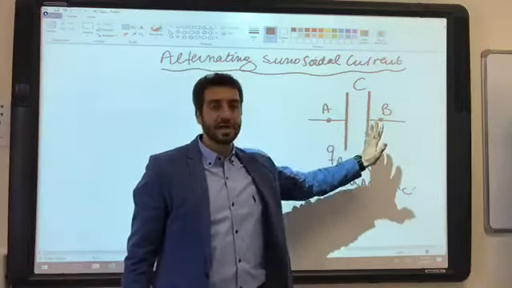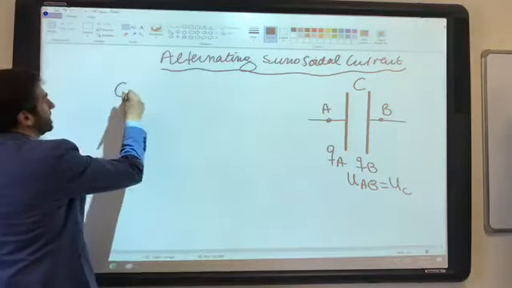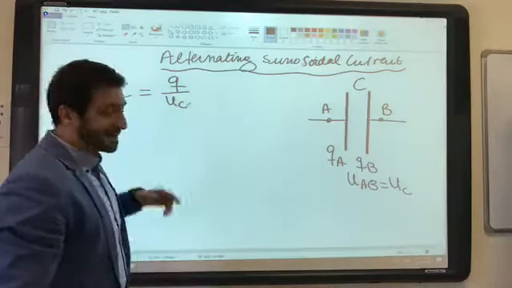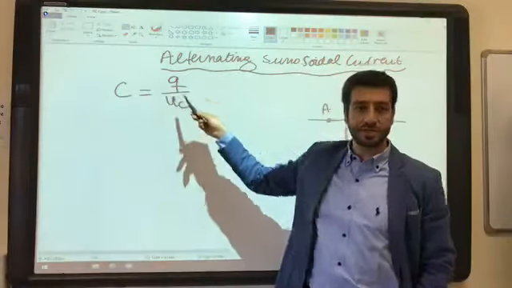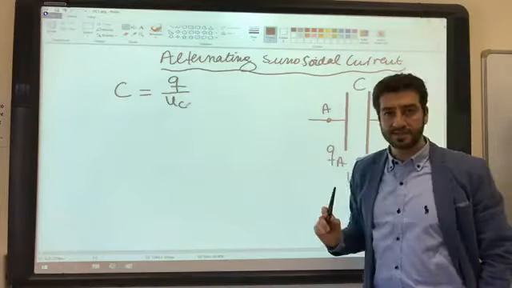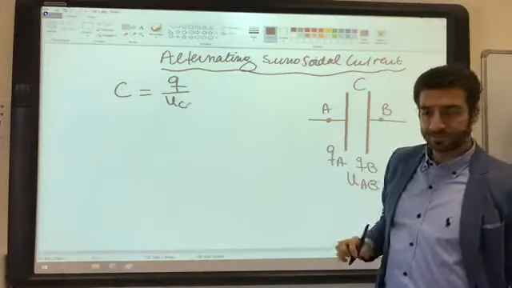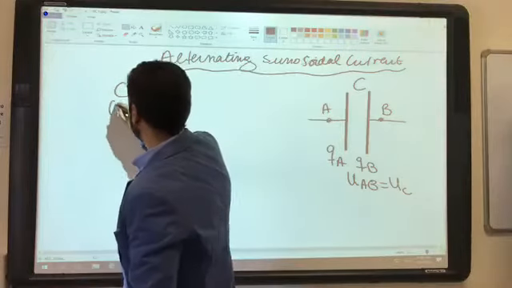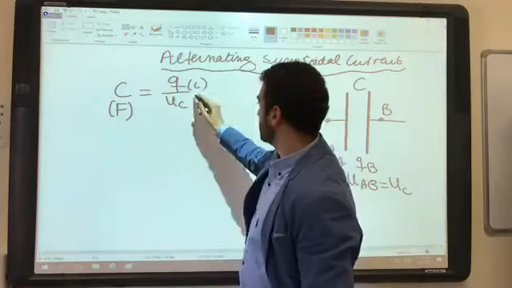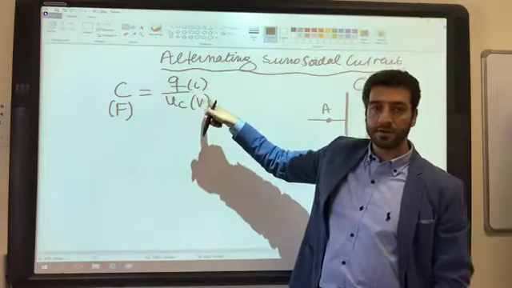However, any capacitor has a capacitance. And what is a capacitance? The capacitance is C equal to Q over U of C. So the capacitance is the number of charges accumulated on the plates of this capacitor with respect to the voltage given to this capacitor. It is expressed in farad. The charge is expressed in coulombs, and the voltage in volts. So a farad is coulomb per volt.